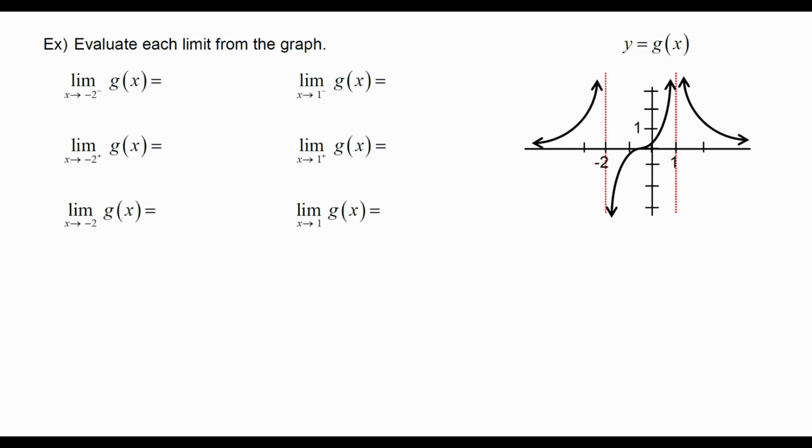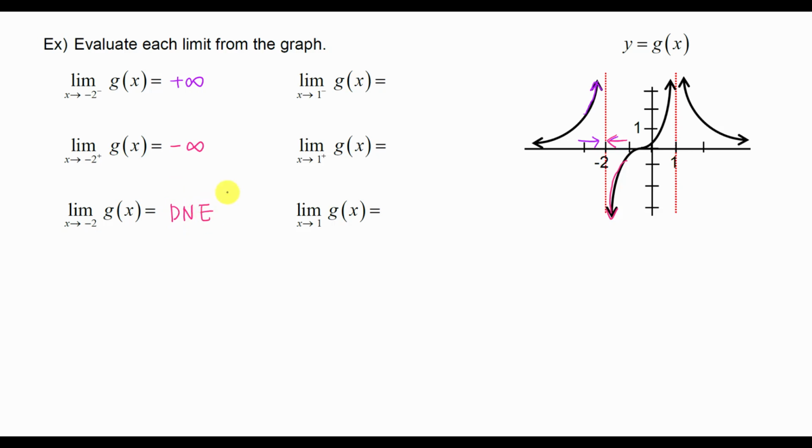Evaluate each limit from the graph. Limit as x approaches negative 2 from the left: your function is reaching positive infinity. Just read the graph. As x approaches negative 2 from the right, your function is trying to reach negative infinity. However, what is the limit as x approaches negative 2 of g of x? Well, the limit does not exist.